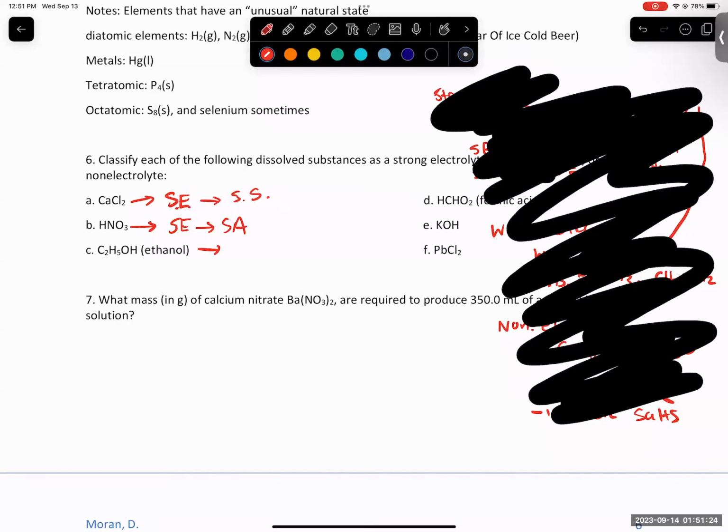What about ethanol? Weak electrolyte includes weak acids and weak bases. Is this either of those? What do you want to say? If someone was forcing you to say something right now, while we're recording, what would you say? Is it a weak acid or a weak base? If you said it was a weak electrolyte.